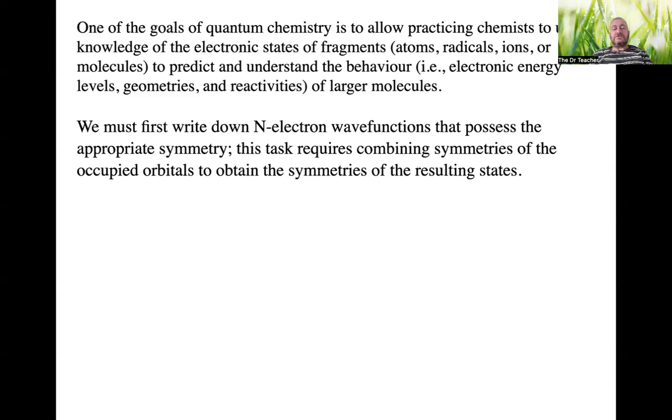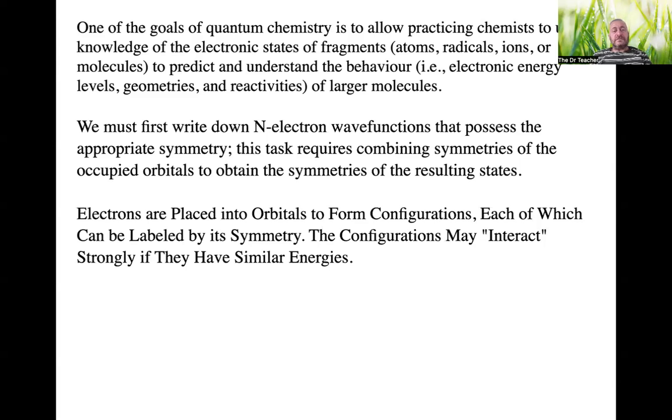We must first write down n-electron wave functions that possess the appropriate symmetry. This task requires combining symmetries of the occupied orbitals to obtain the symmetries of the resulting states. Electrons are placed into orbitals to form configurations, each of which can be labeled by its symmetry. The configurations may interact strongly if they have similar energies.